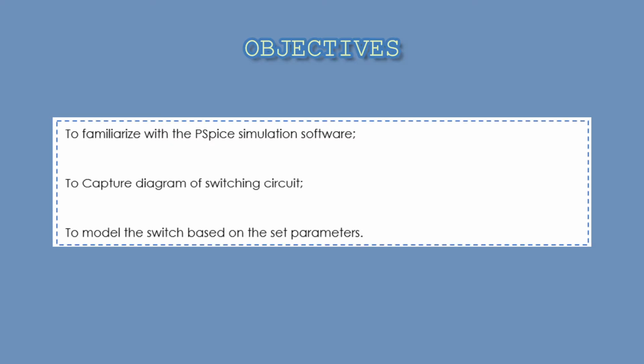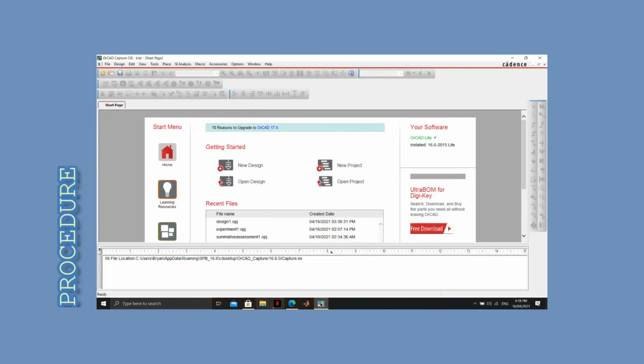The objectives of this experiment are to familiarize with the PSpice simulation software, to capture a diagram of a switching circuit, to model the switch based on the set parameters. Now, let us proceed with the experiment.